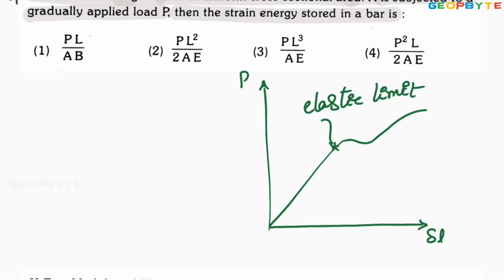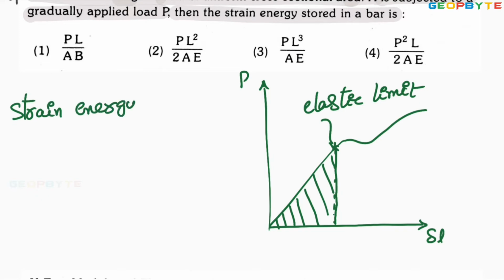Dear friends, whatever the energy which is stored in the body within the elastic limit is called strain energy. This is the strain energy. The area of that particular triangular portion is the strain energy. So once again, the energy stored in the body within the elastic limit is called strain energy. Here strain energy may be denoted by U, which is ideally equal to the area of this triangle.